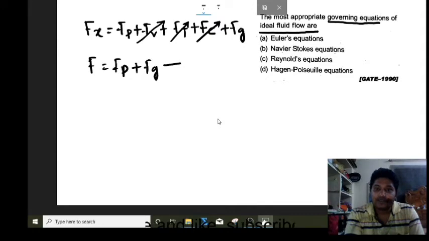So in most of fluid mechanics we follow the Eulerian approach. The Lagrangian approach is based upon the path line. Path line means we trace the path of a single fluid particle, following each single particle and finding all its properties. So this is the correct option, the Euler equation. The most appropriate governing equation for ideal fluid flow is the Euler equation. Now we are going to the next question.